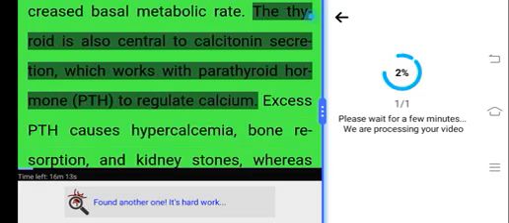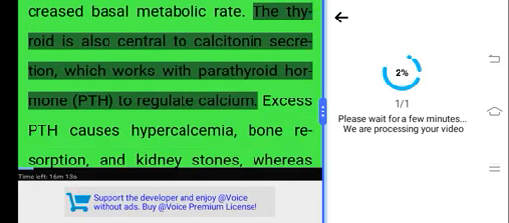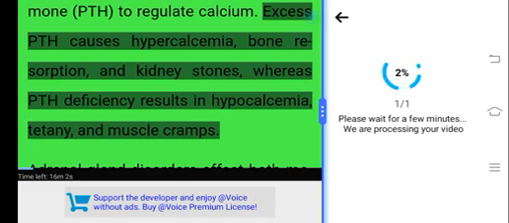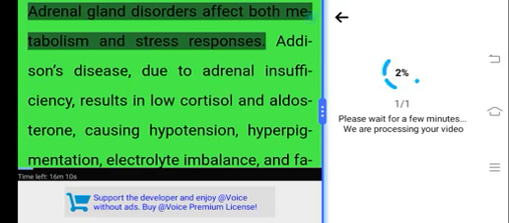The thyroid is also central to calcitonin secretion, which works with parathyroid hormone PTH to regulate calcium. Excess PTH causes hypercalcemia, bone resorption, and kidney stones, whereas PTH deficiency results in hypocalcemia, tetany, and muscle cramps. Adrenal gland disorders affect both metabolism and stress responses.